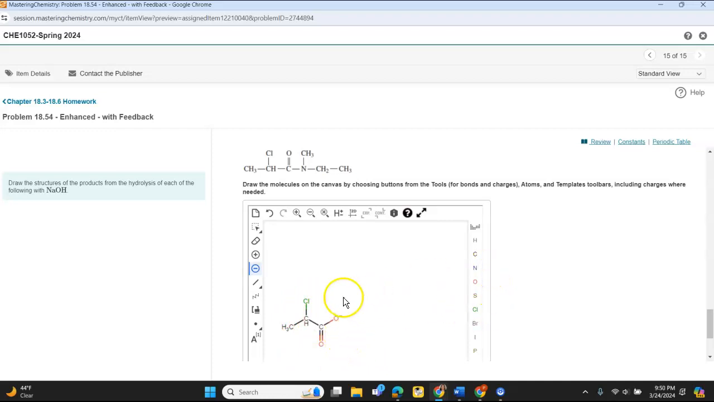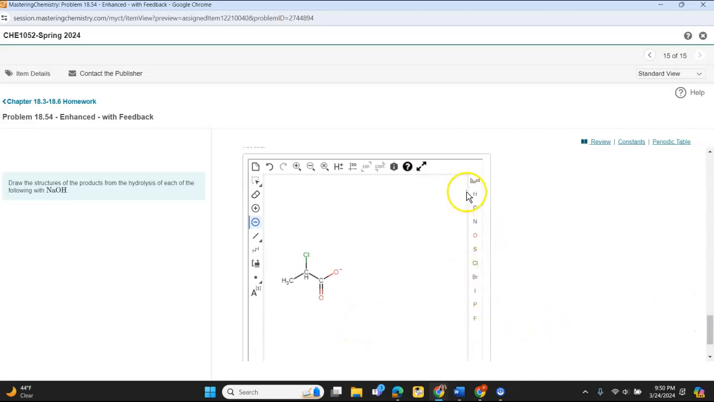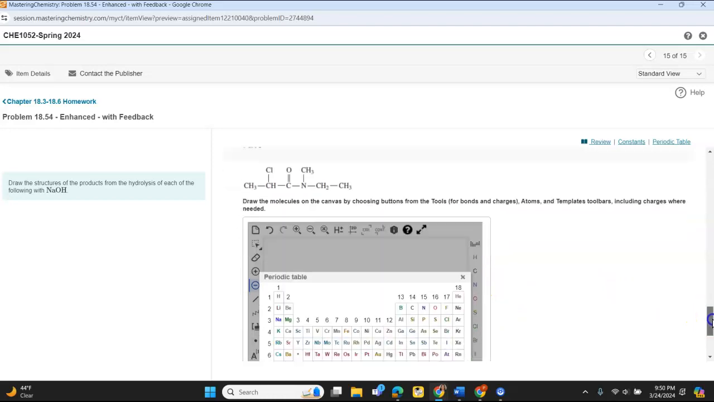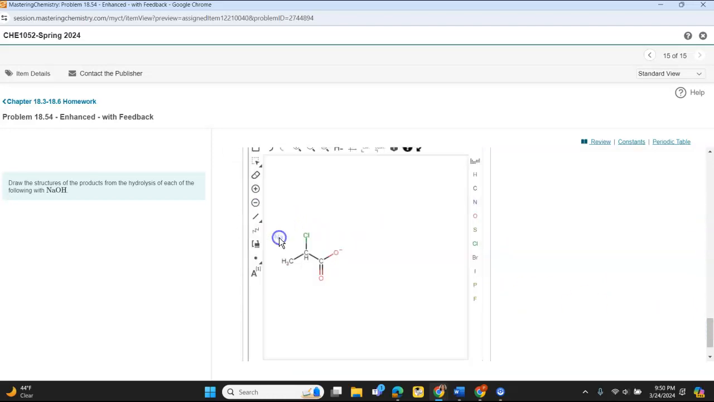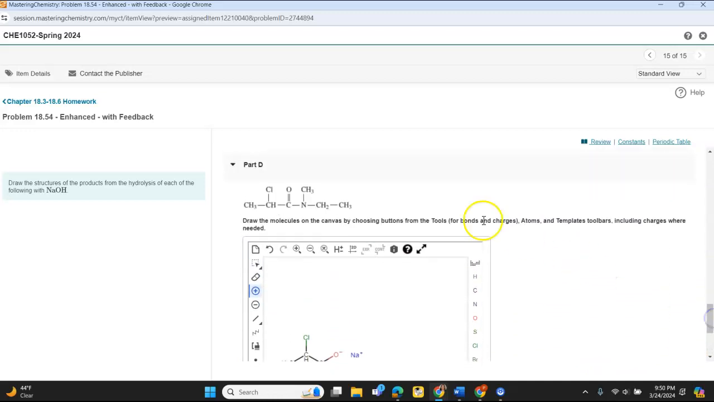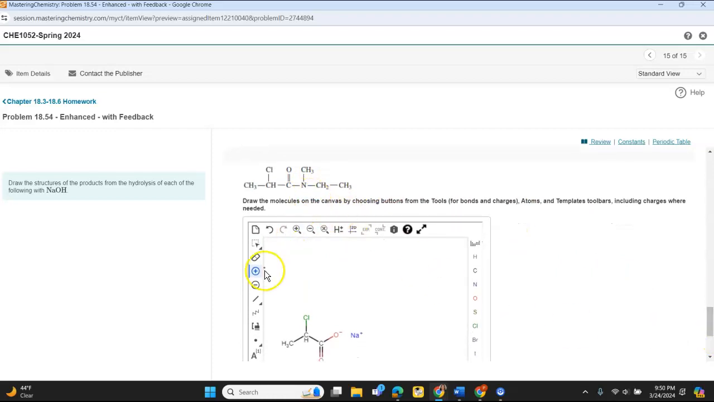And to add the sodium, we need to put the sodium positive ion, right? And there are no sodium ions on this side. So click this periodic table and get the sodium atom. It's here, click on that, and then place the sodium atom with a positive charge. Okay, that will be the sodium salt of the carboxylic acid. The other product would be the amine, the given amine.